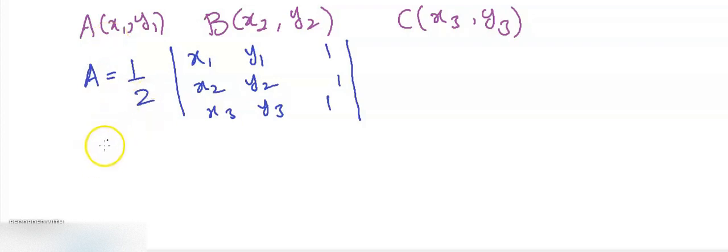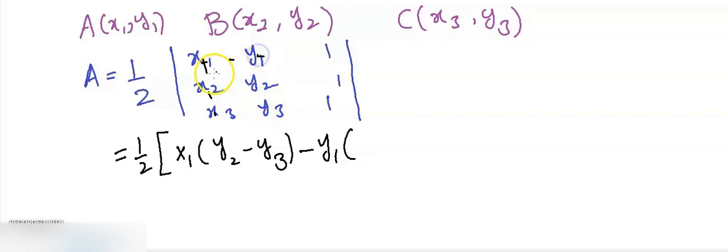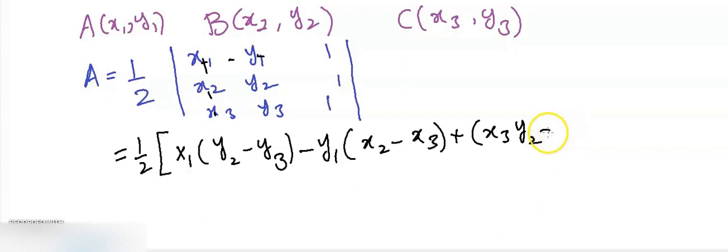So let's start from here. So how will you do? You will calculate 1 over 2. You will put x1 over here, and then you will delete this, and you will get y2 minus y3, and then minus y1, and then you delete this, so you get x2 minus x3. Then you have this plus 1. That means that you have x3 y2 minus x2 y3.